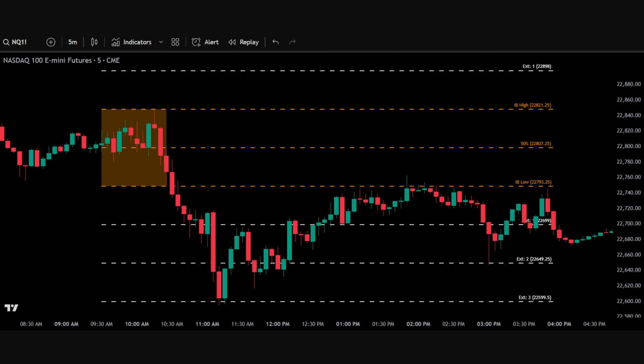Next, we're looking at NASDAQ futures during the New York market open. In this example, we see a clean breakout beyond the initial balance range. This highlights another valuable use of the indicator.